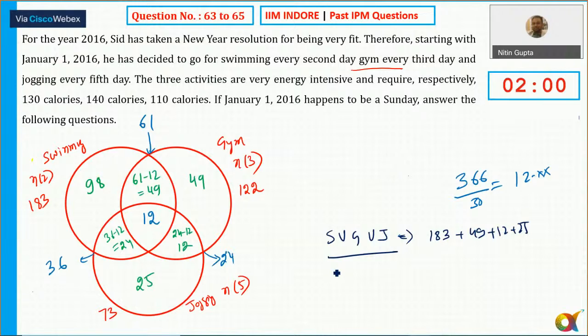269, sure? No, I don't think it comes out to be 269. Check it. 183 plus 49 plus 12 plus 25. What does this value come out to be? Nikita, Garima, Jatin, Anupam, Tanya, everyone, tell me. Okay, everyone is getting 269.